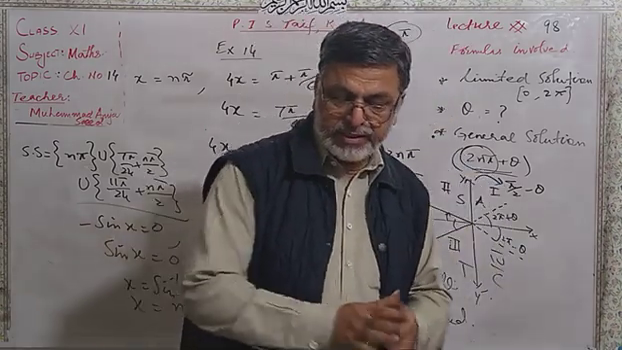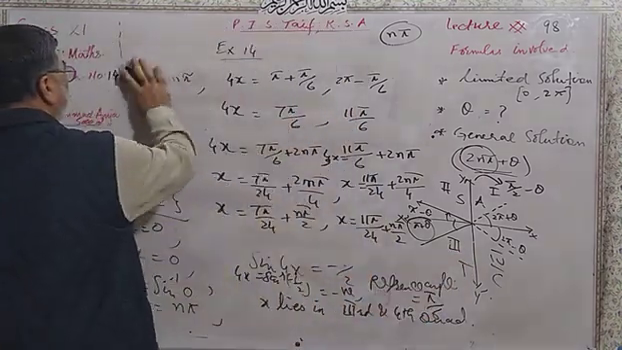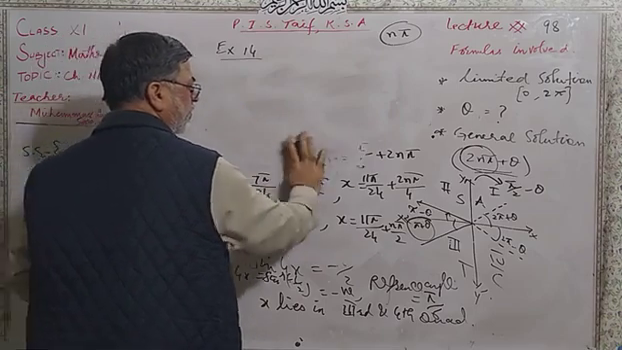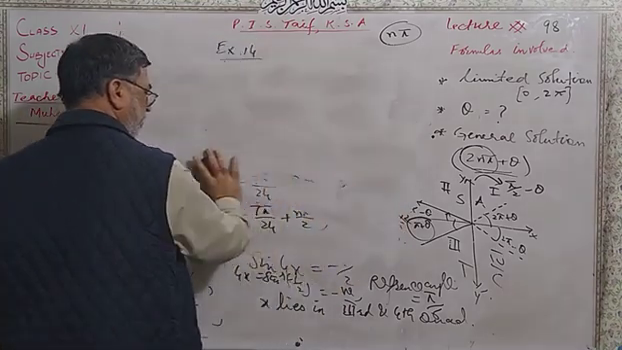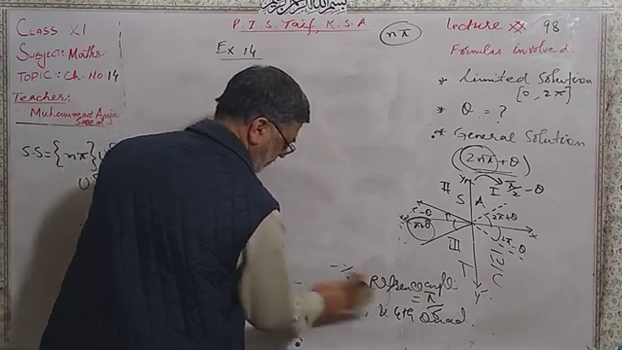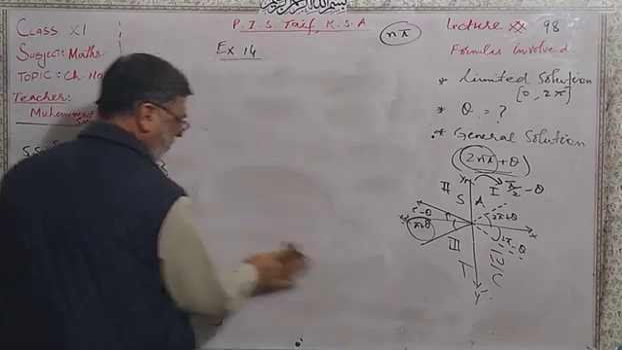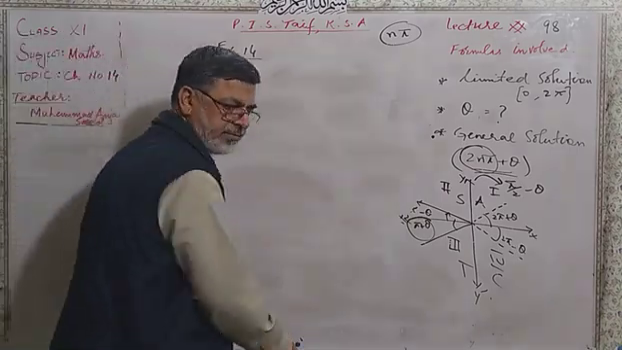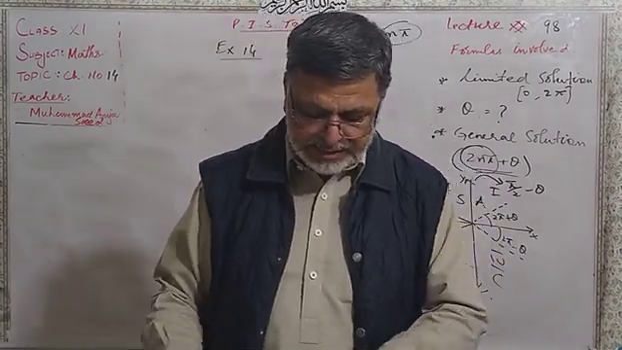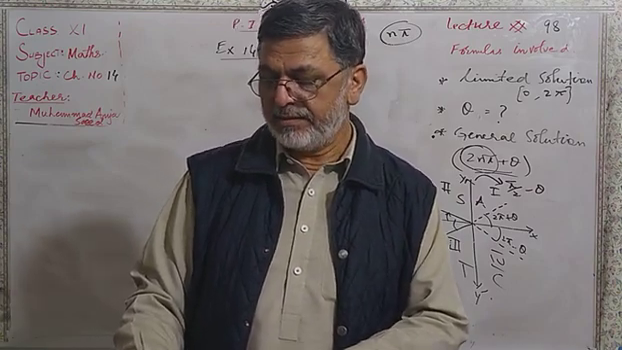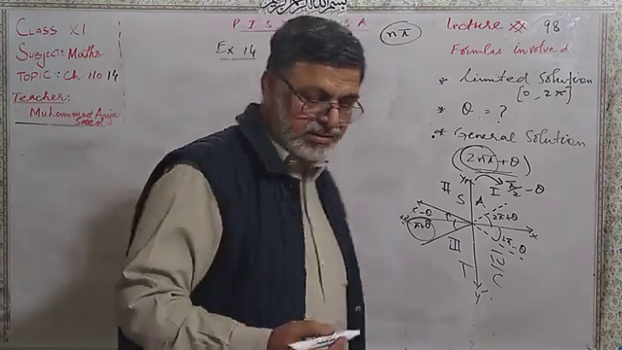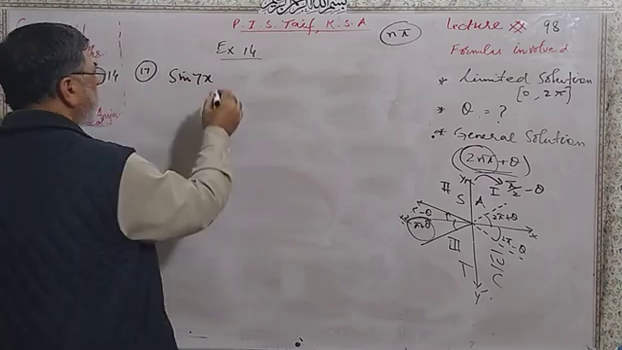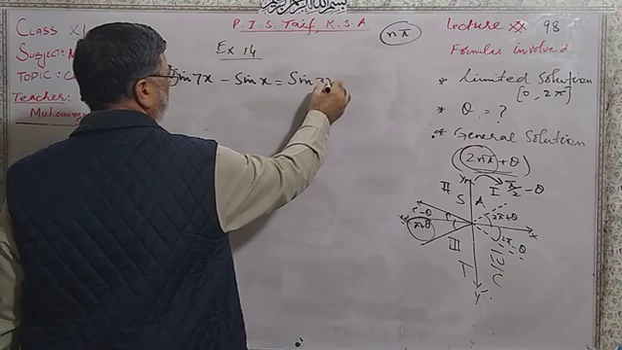These are the questions given in reduced syllabus. Question number 17. We have sine 7x minus sin x is equal to sine 3x.